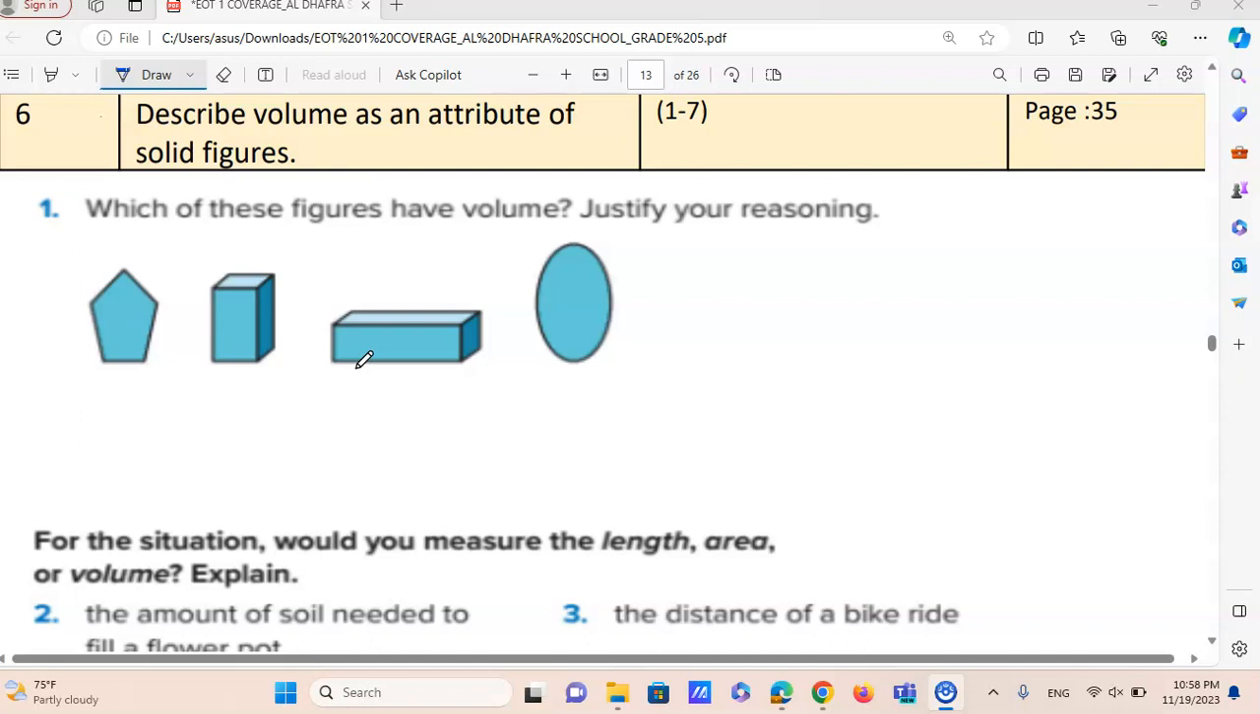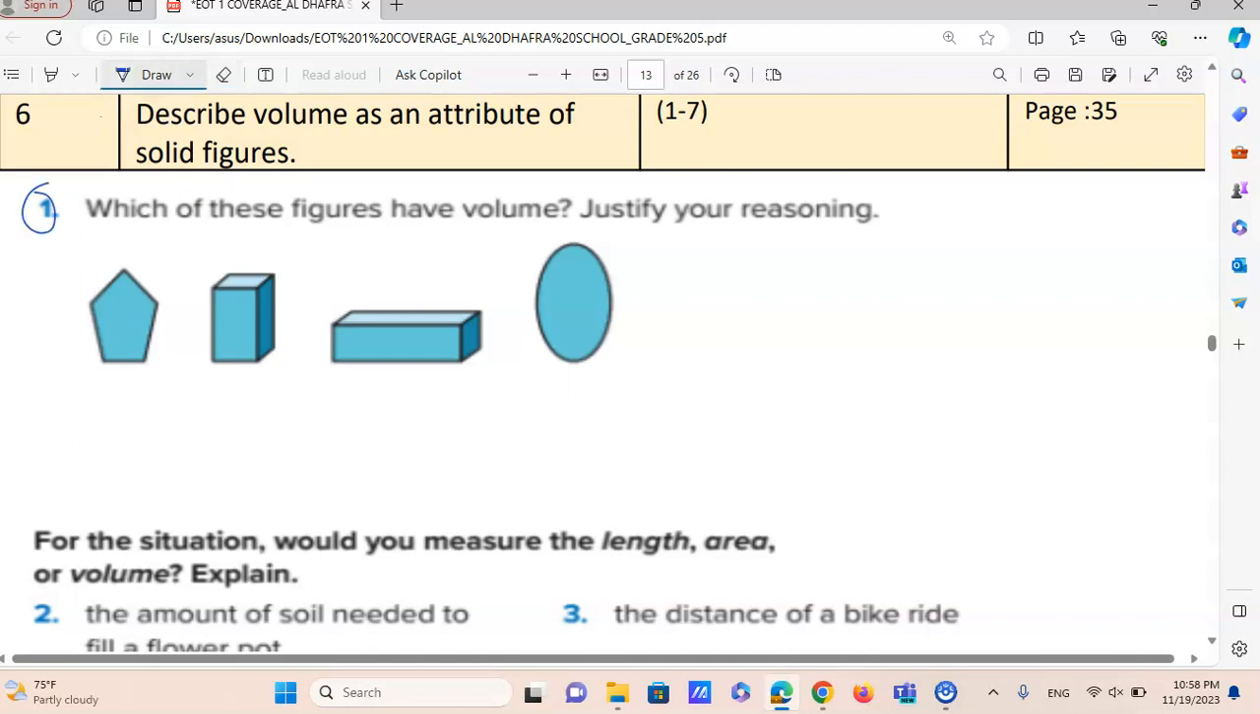So we are going to learn how to solve questions related to volume. Before we start, we have to remind you of the volume. Volume has length, width, and height. It is called 3D. It means three-dimensional, or three dimensions. Okay. So let us start solving questions of this unit.